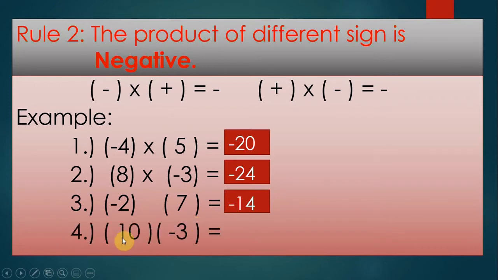Okay, number 4 example. Positive 10 times negative 3. So they have different sign. Positive 10 times negative 3. Obviously our answer is negative. It's because they have different sign. So negative 30 because 10 times 3 is 30. Positive times negative, that's negative.